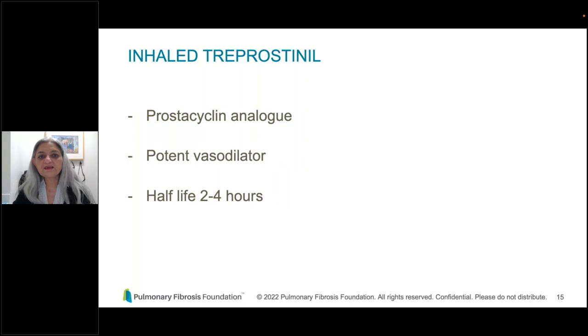First is inhaled treprostinil. It is a prostacyclin analog. Prostacyclin is normally present in the lungs, and it causes the vessels to open up and prevents them from getting thick and damaged. It's a very potent vasodilator, and it has a short half-life of about 2 to 4 hours. So when you take it, it lasts in the system for about 6 hours, and then it is gone. Next slide.